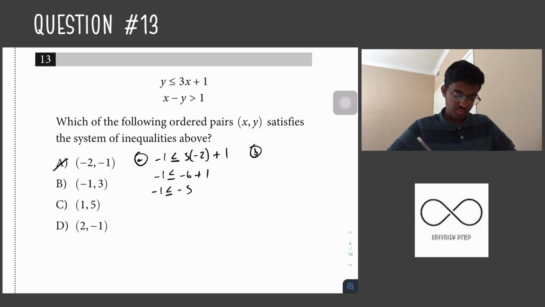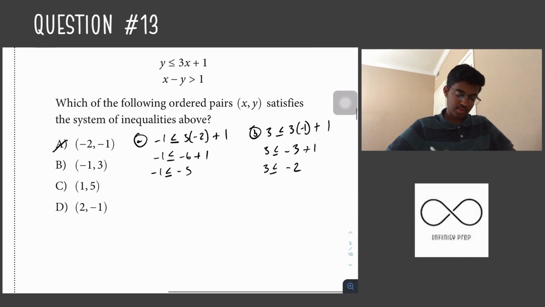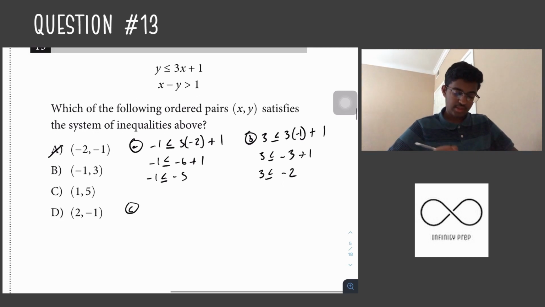B, which is (-1, 3). So 3 is less than or equal to 3 times x, which is -1, plus 1. 3 is less than or equal to 3 times -1, which is -3, plus 1. 3 is less than or equal to -3 plus 1, which is -2. Answer choice C.